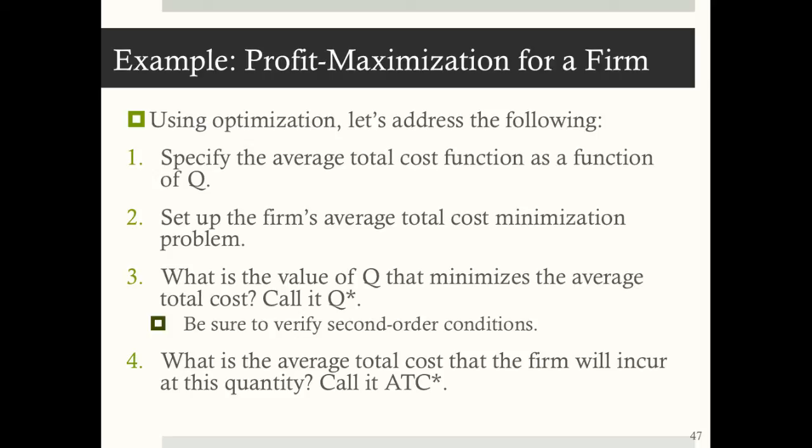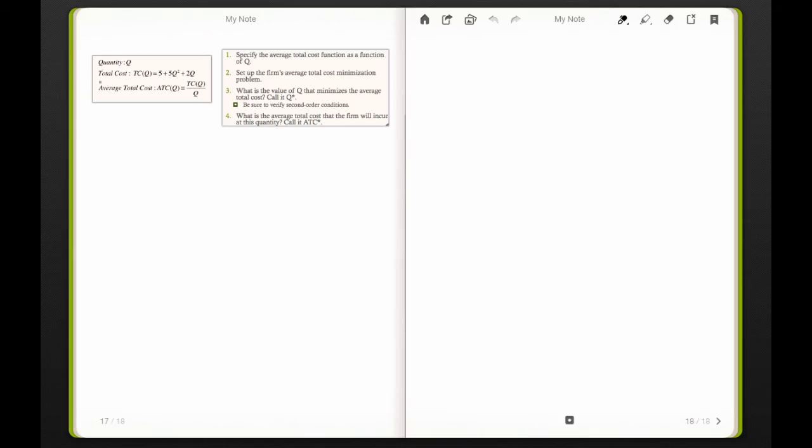Call it ATC star. All right, so now we're told the cost structure of a firm, the total cost structure, and we're told the definition of average total cost, which is total cost per unit of output, and we're asked to address these questions. So let's start here. Specify the average total cost function as a function of Q. So look at the information that's given to you to answer these sorts of questions.